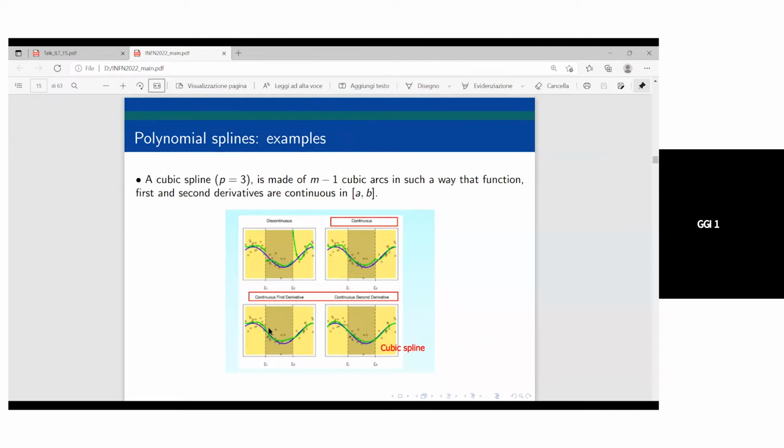And here on the left, you see, for example, arcs of parabola that are connected only C1, and here only C0, and here also a situation where we have discontinuity. And all these 4 pictures represent splines, essentially, in a general sense, but only the last one is a classical cubic spline, where we have C2 regularity.